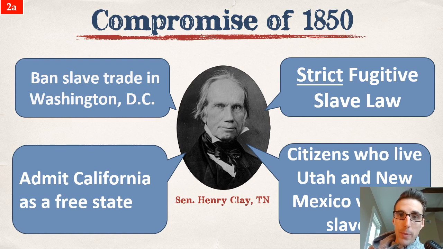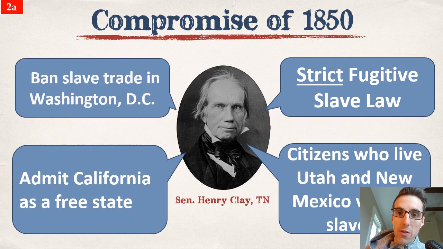Okay, to step back a little bit, review the Compromise of 1850. Remember, there's 4 key parts to it. We've got the creepiest senator of all time, Henry Clay. Look at this incredible face. We've got 4 big things. The ban on slave trade in D.C. Okay, that's a concession by the South. We've got a strict fugitive slave law. That's something they're going to get, and we'll review that in a second. Here's a concession, right? Citizens who live in Utah and New Mexico can vote on slavery there. That's another thing we're going to give to the South.